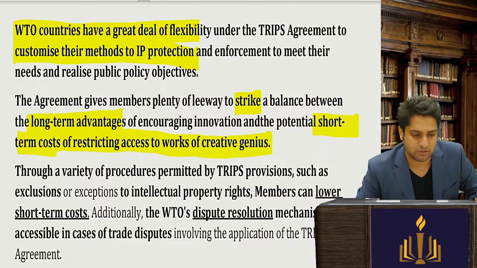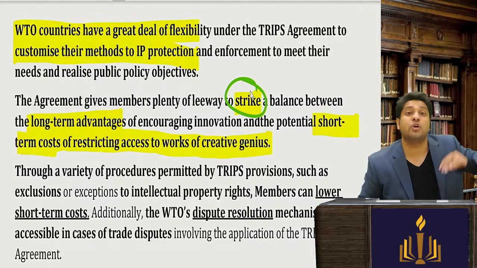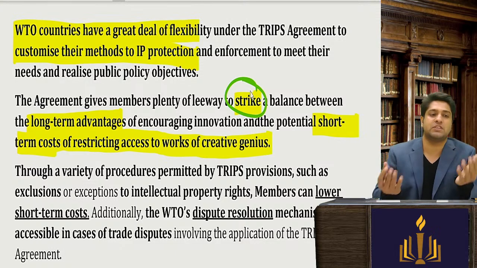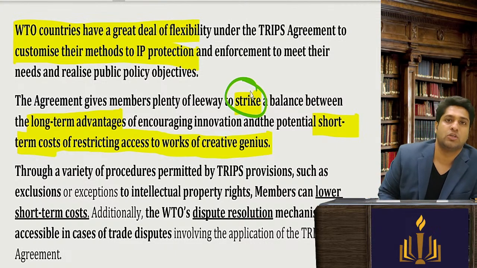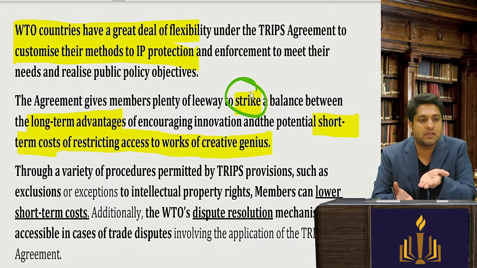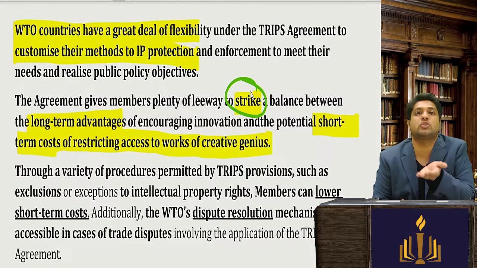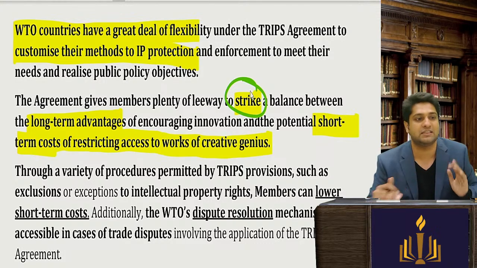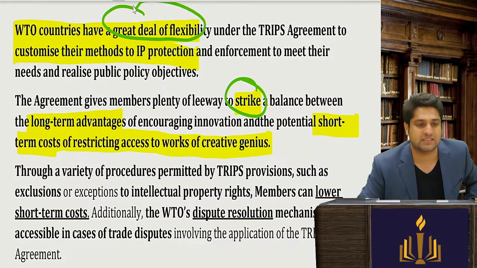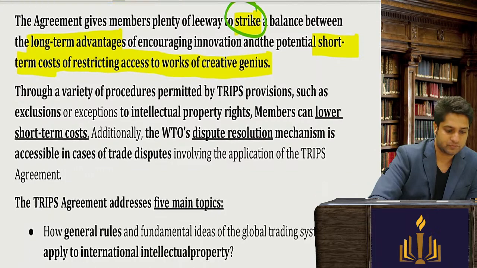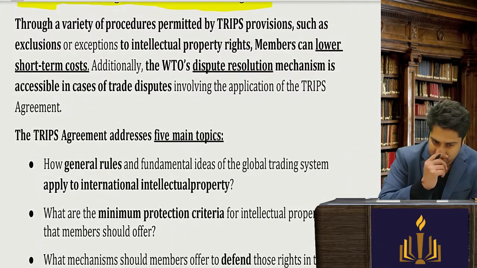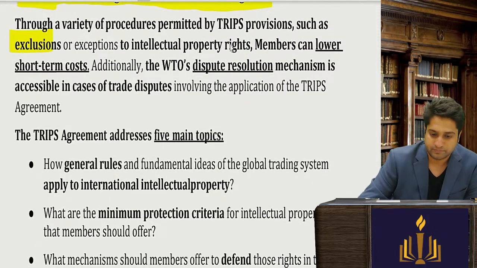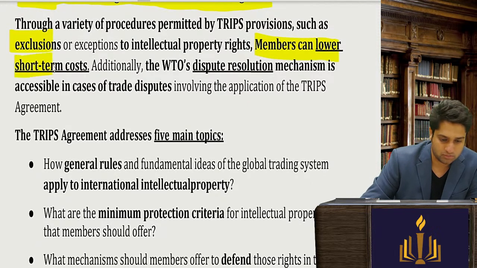Now, when I say balance, what do I mean? If I put too much custom duty, too much GST, business will not flourish. So we will have to put restrictions, but not so much that they discourage business. So they will have to see which is in the best interest of the nation. Through a variety of procedures permitted under the TRIPS, such as exclusion, members can lower the short-term cost.